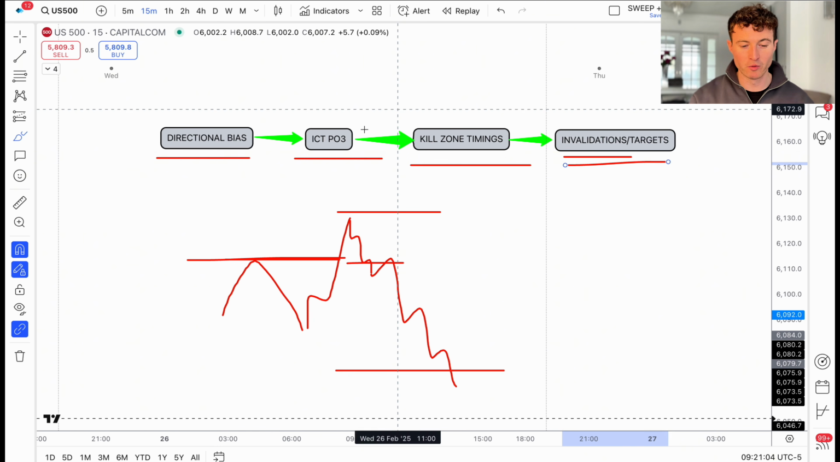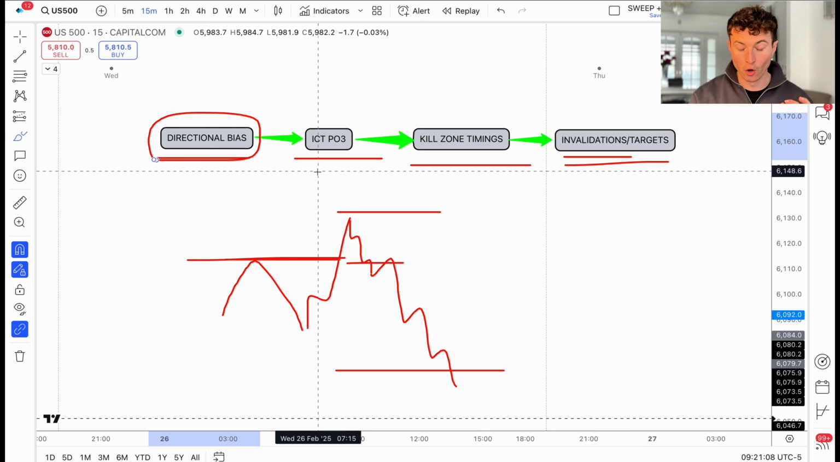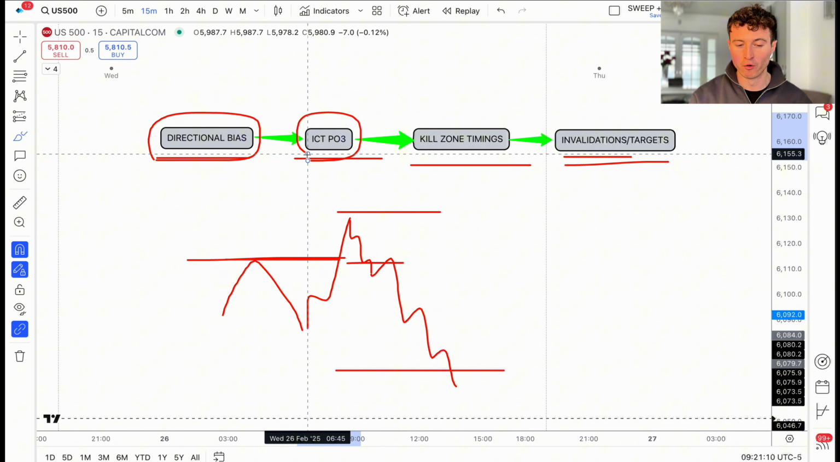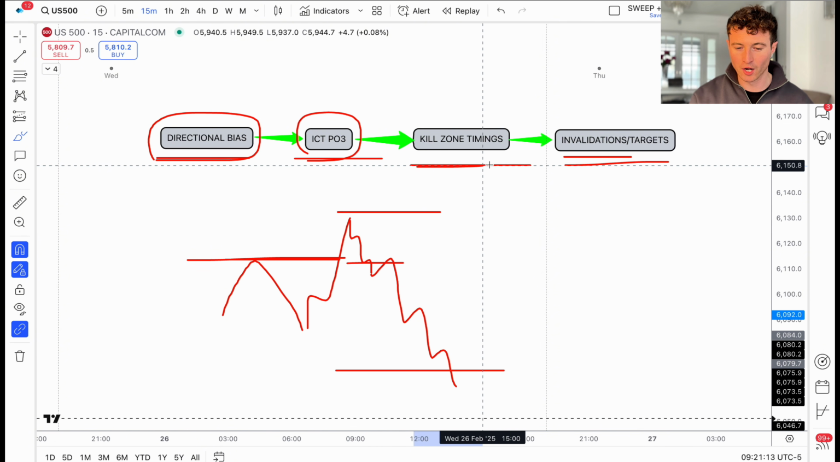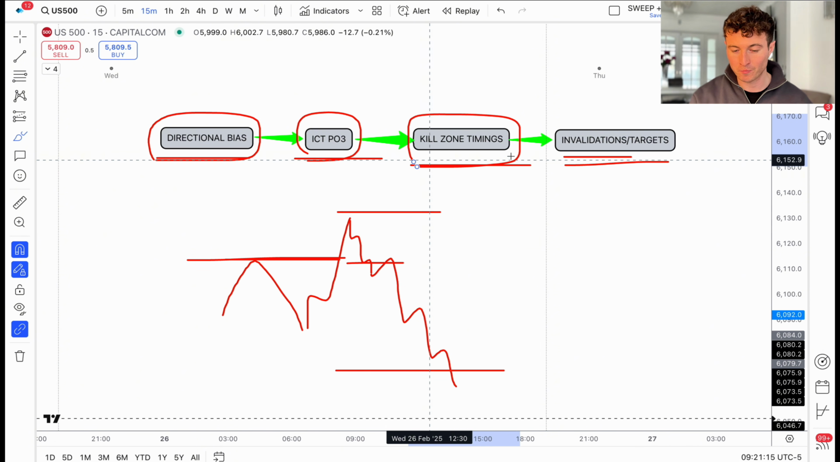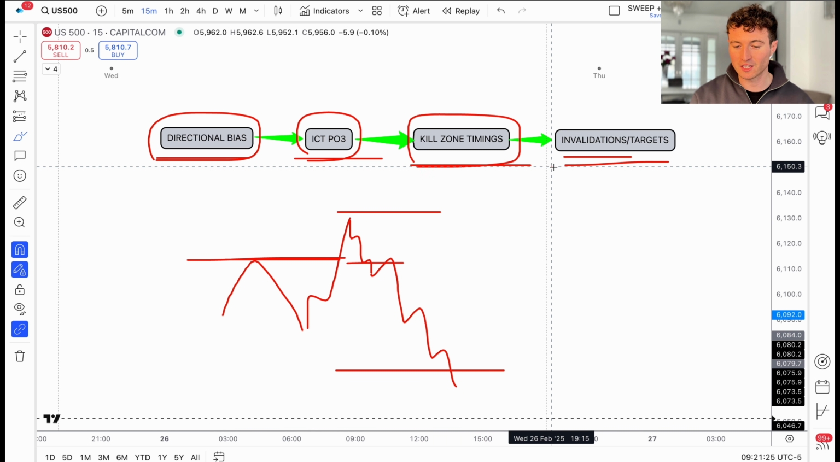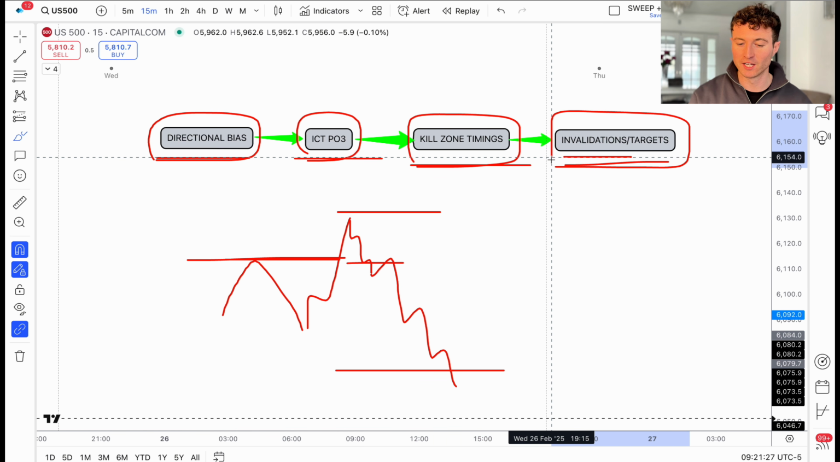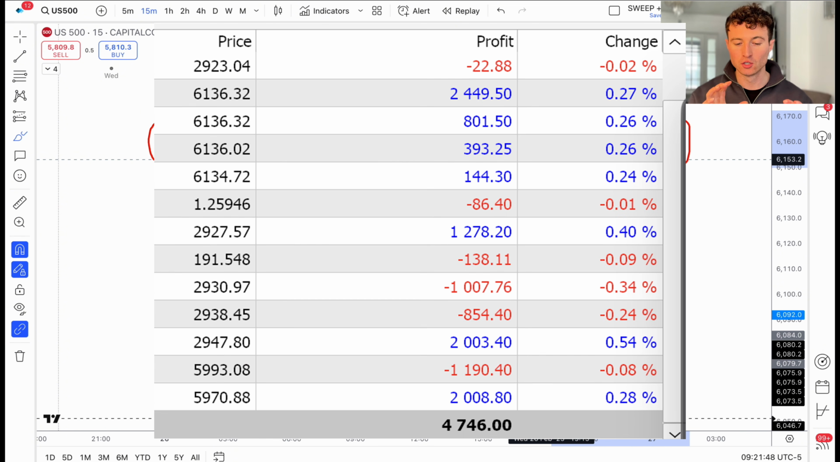None of this makes sense without directional bias. None of this makes sense without the ICT power of 3. None of this makes sense unless you're executing during a kill zone. And none of this makes sense if you don't have a clear invalidation and target. So now let's look at some live trade examples that allowed me to make over $4,000 just this week.